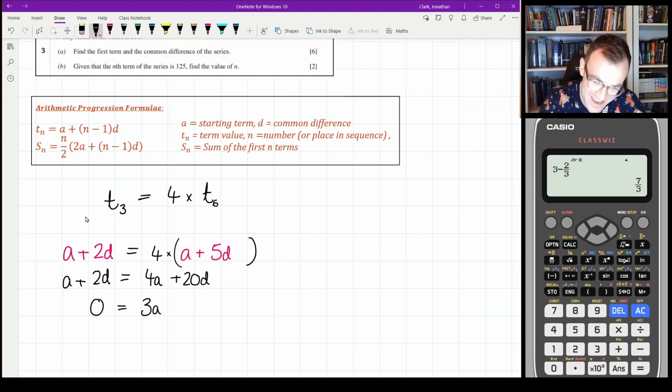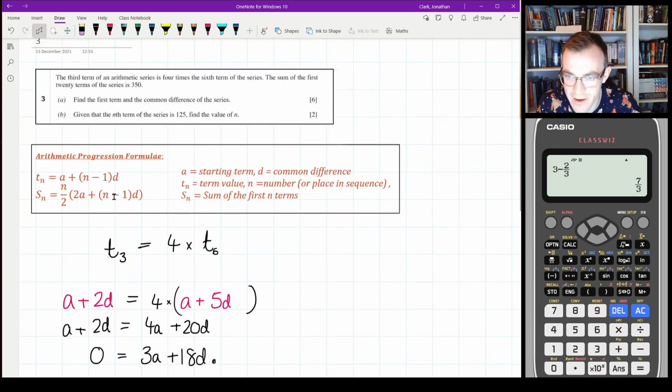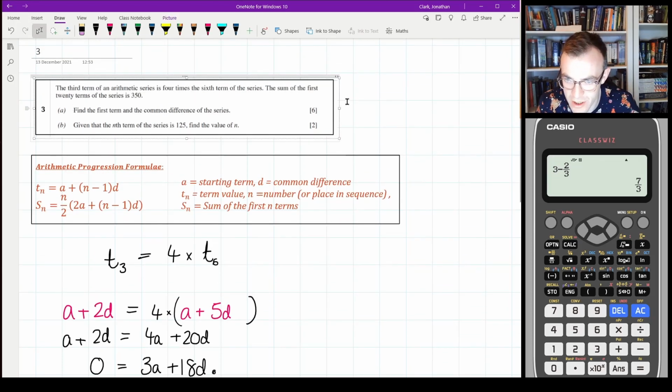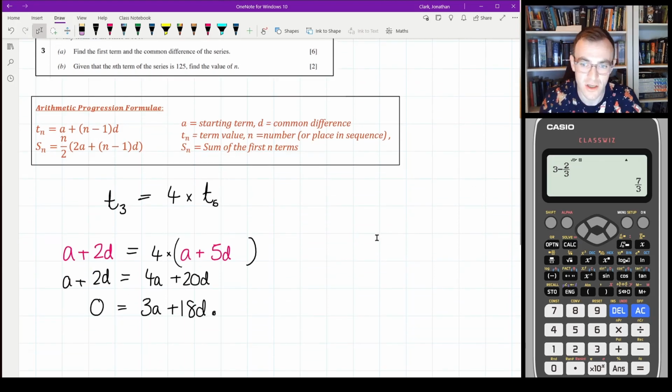So it's 3a and 18d. Okay, so I've got some link between the a and d values. I didn't even look at what the question was asking me to do, but I can see here, yeah, find the first term and common difference. I'm going to need to use this.